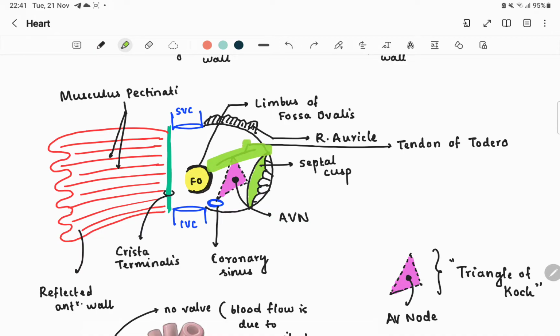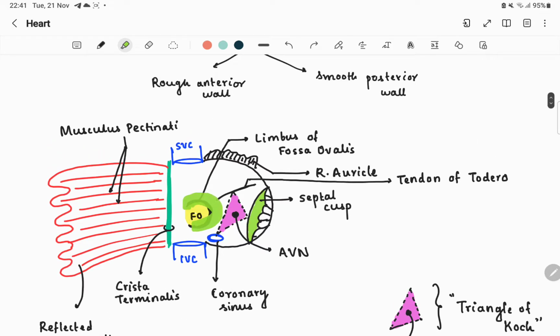And this is a flap, which is the tendon of Todaro. Tendon of Todaro is there. This is the right auricle. Auricle is generally like a flap of a dog's ear, or it's just a pouch-like thing. Your right atrium and your right auricle are not synonymous terms, as said by some teachers.